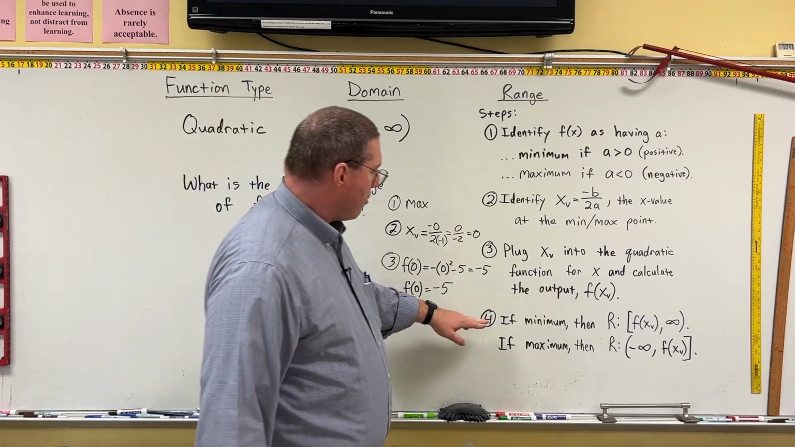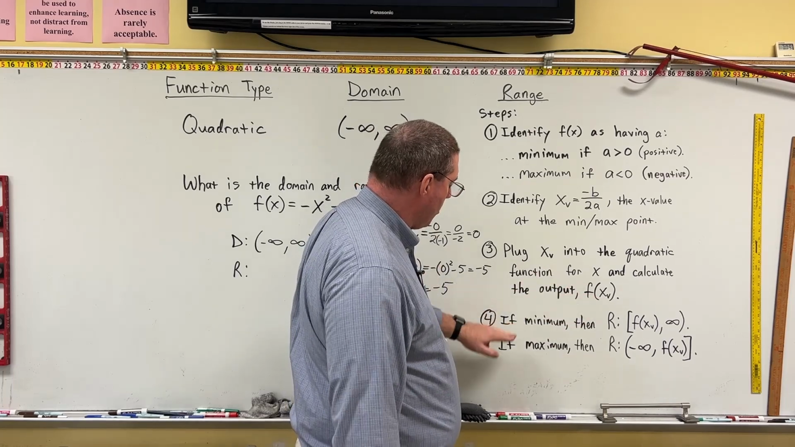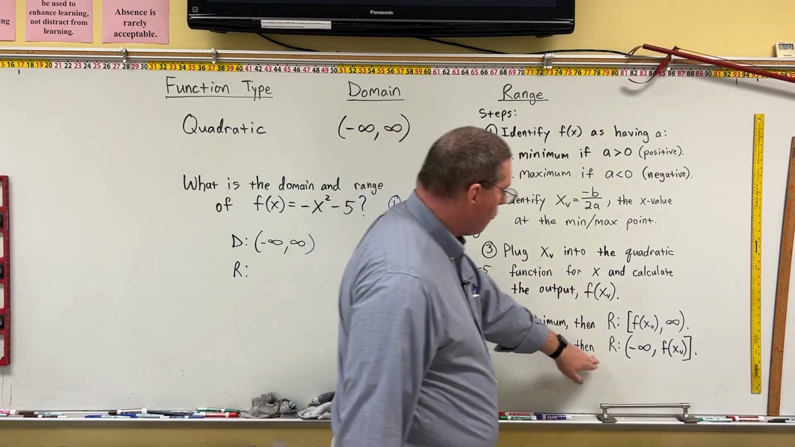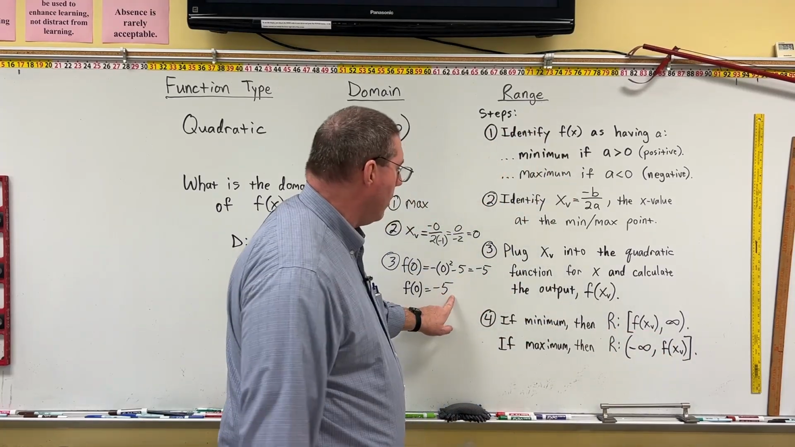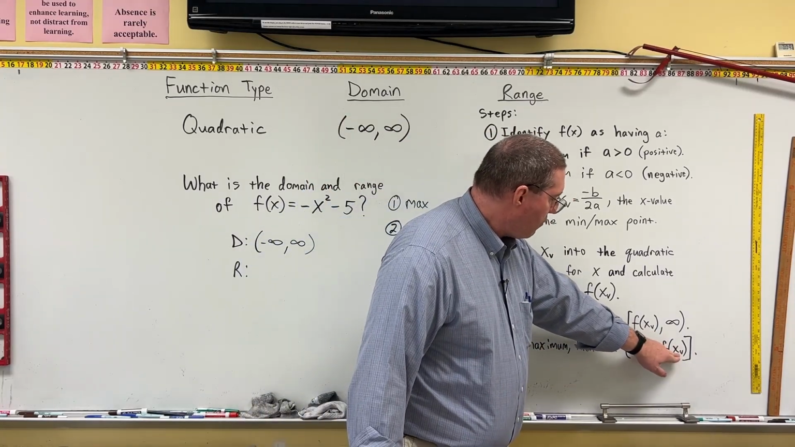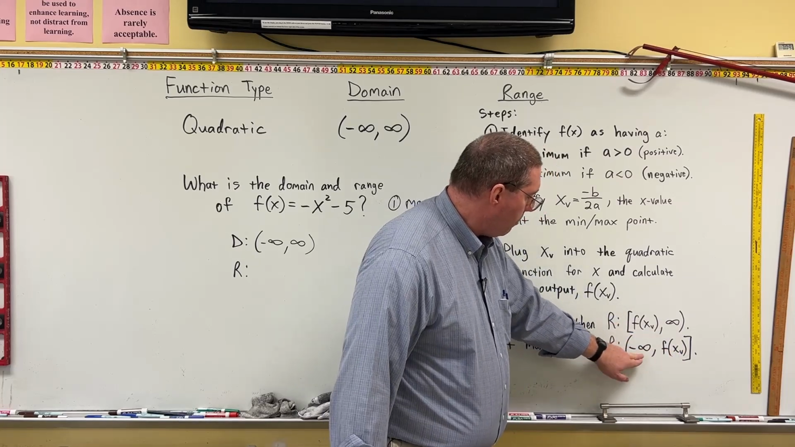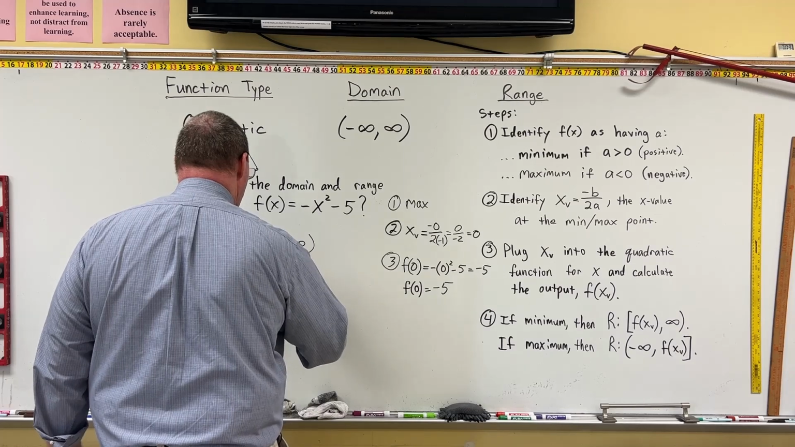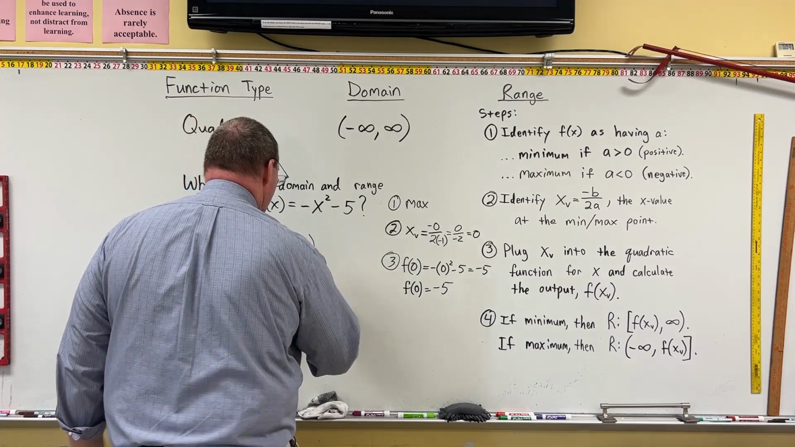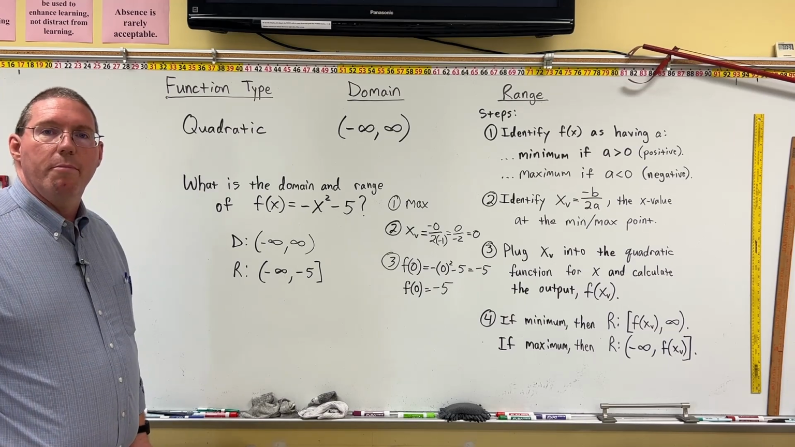And then step 4 says, if it's a minimum, we don't have a minimum, we have a maximum. So it says if it's a maximum, then the range is going to be negative infinity up to that number you just got. So for us, f of 0, or f of x sub v, is negative 5. So our range is going to be negative infinity to negative 5. So our range is negative infinity up to negative 5, and we're done. I'll bet you'd probably want to see at least 1 or 2 more examples now.